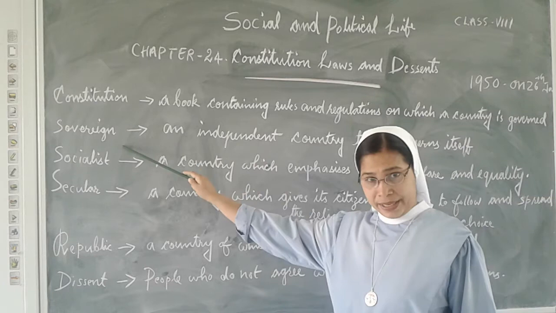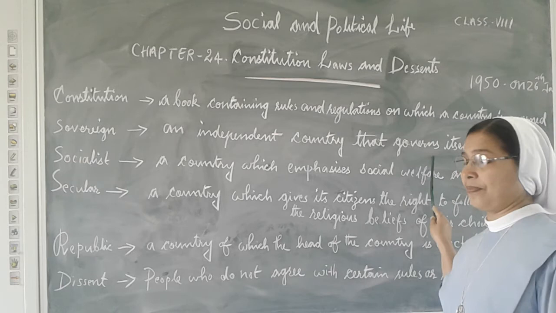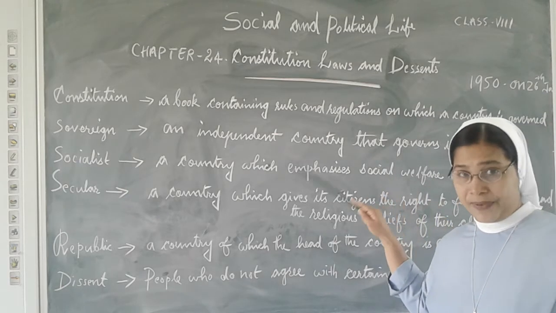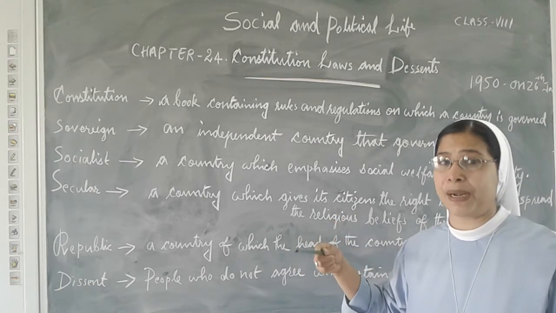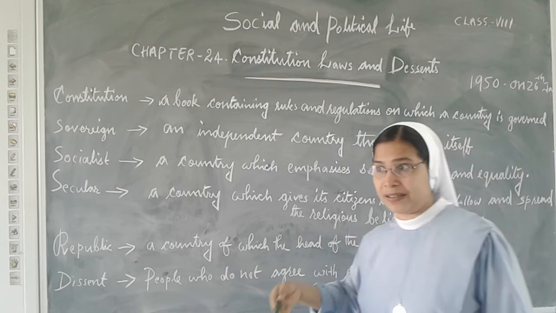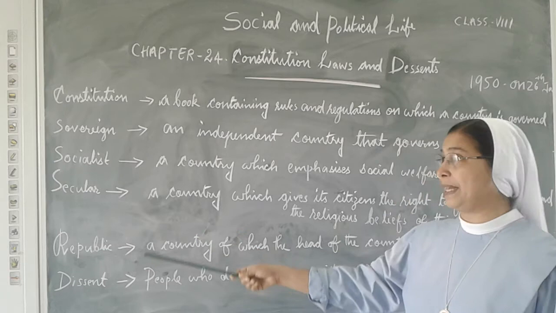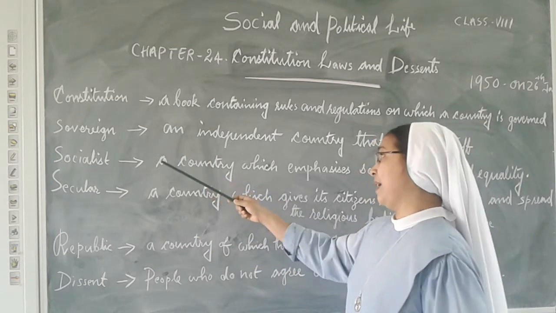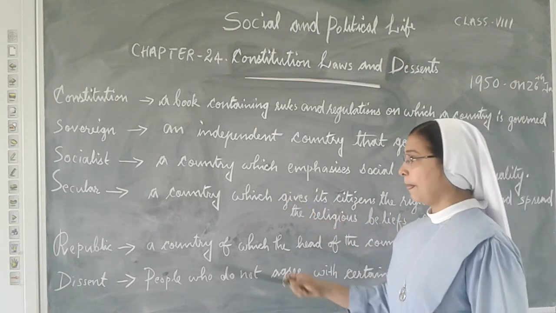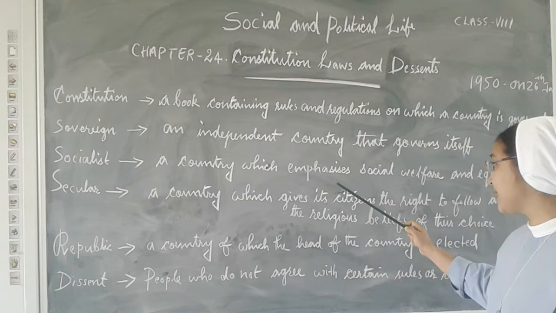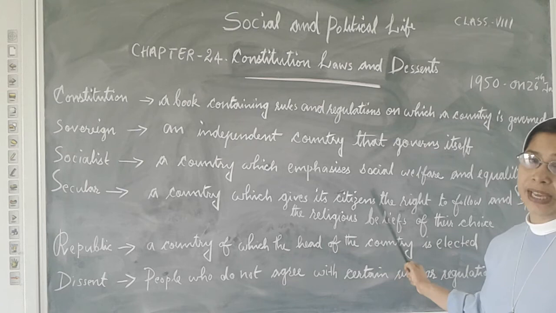Sovereign means an independent country that governs itself. You know that in olden days, British people were governing us. We were under their slavery. But now we are experiencing a sovereign country, an independent country that governs itself. Next one, socialist. Socialist means a country which emphasizes social welfare and equality.